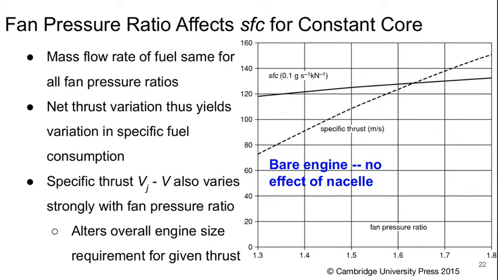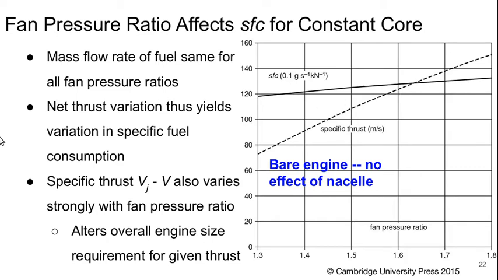The fan pressure ratio, again, is going to affect the specific fuel consumption for a given core. The mass flow rate of fuel use is the same for all these possible fan pressure ratios, so the net thrust variation is going to yield a variation in specific fuel consumption. The specific thrust, Vj minus V, is also varying strongly with pressure ratio. We see that here: the dashed line is increasing as the pressure ratio goes up, and the specific fuel consumption also goes up as the fan pressure ratio rises.